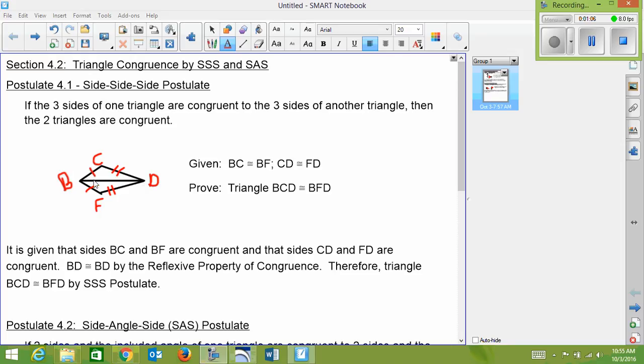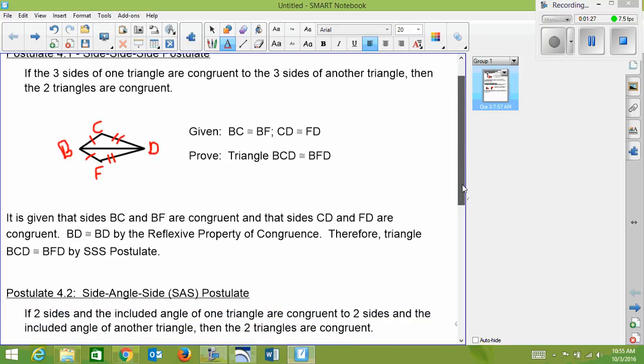So therefore BD is congruent to BD. It would have to be, it's the same side. BD is BD, the reflexive property of congruence. Therefore, triangle BCD is congruent to BFD by the side-side-side postulate. I've already proven that two sides are equal, and then this side has to be equal by the reflexive property. So I can prove that one pretty quickly.